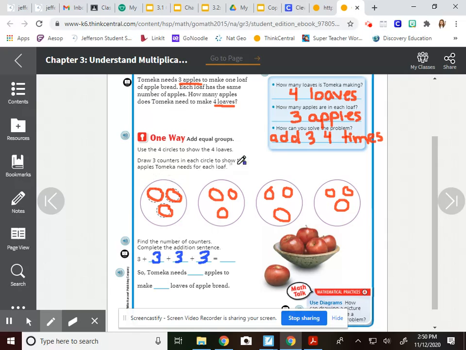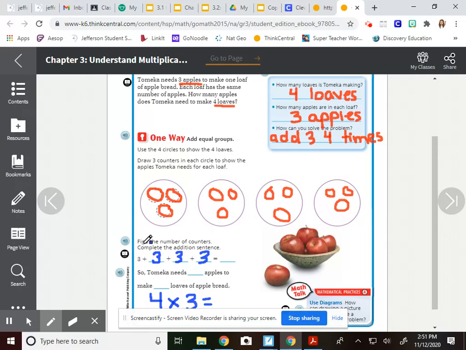Now we have 1, 2, 3, 4 groups of 3. So our multiplication sentence that you can also write for this problem would be 4 times 3. This X stands for groups of. I always think of the multiplication symbol as saying groups of. 4 groups of 3. 4 loaves of 3 apples.